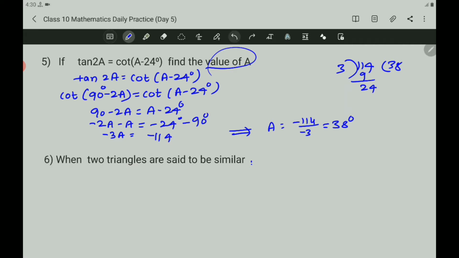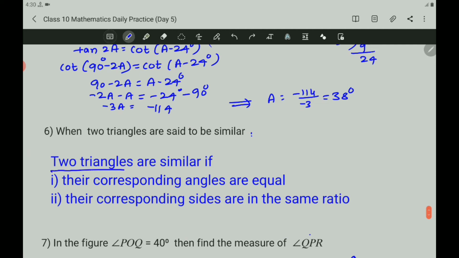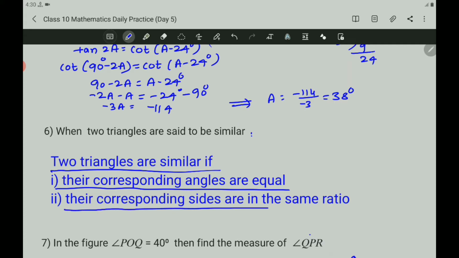So write that two triangles are similar if their corresponding angles are equal, if their corresponding sides are in the same ratio. Then two triangles are said to be similar.